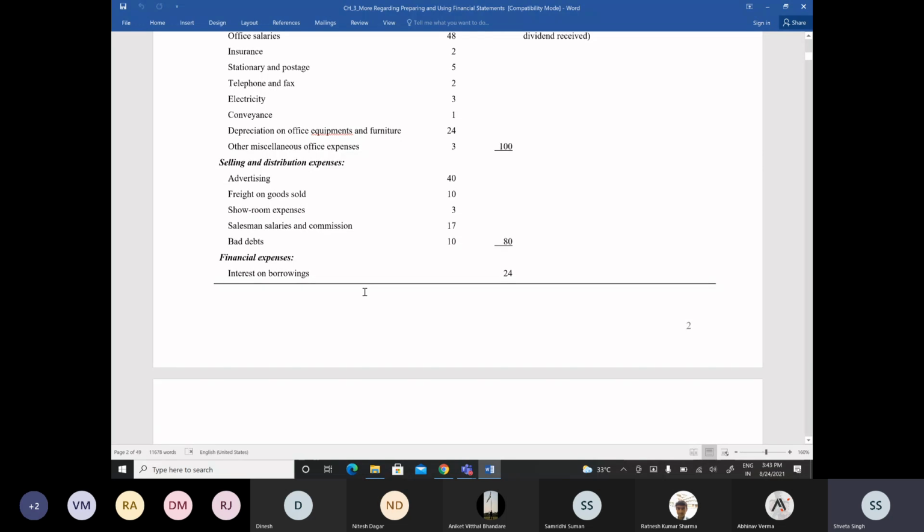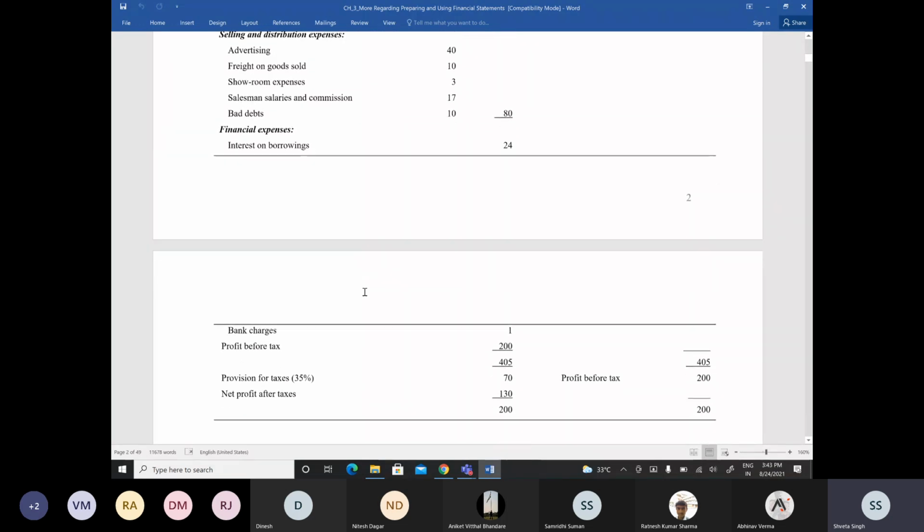Then we also deduct financial expenses, which are basically the interest that you pay when you've taken a loan or a borrowing. So that is also taken out. Any bank charges that you have to pay, commission on overdraft or something, that is taken out, and you get profit before tax. So this becomes a profit before tax after taking out all of these expenses.